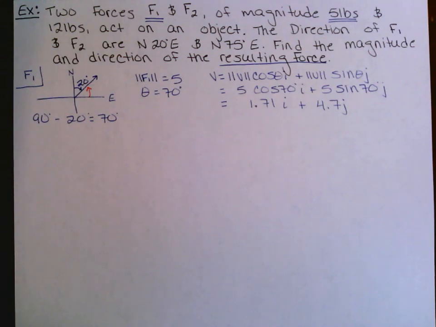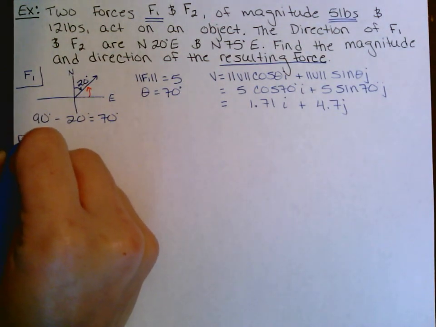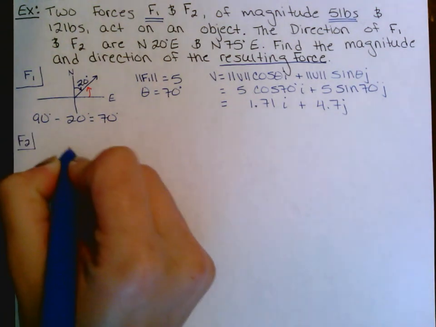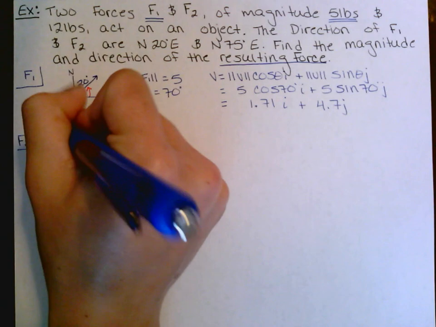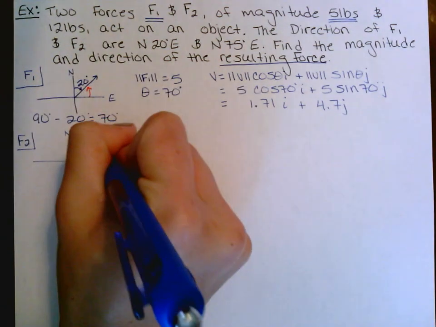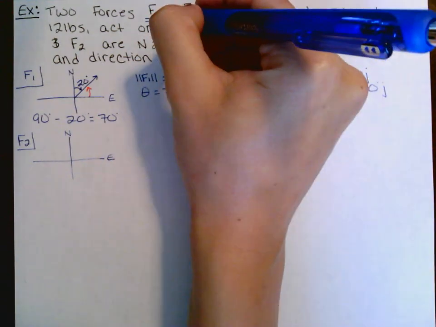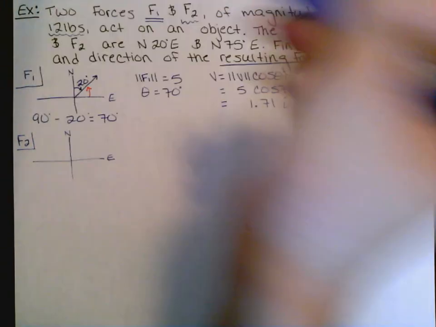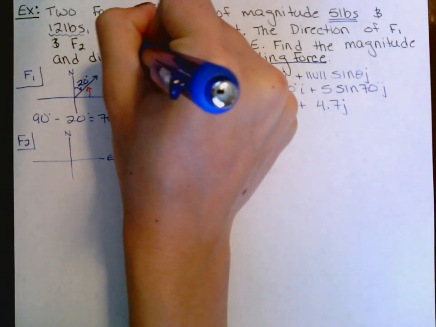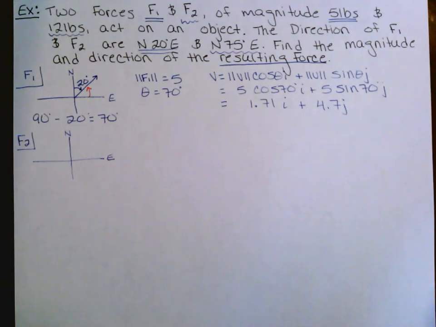Now let's take a moment and do the same exact thing for force 2. Again, if you're feeling confident, I encourage you to pause the video and do it on your own. So I'm going to do a squiggle for F2. It has 12 pounds. Oh, I forgot to double underline here. Okay.